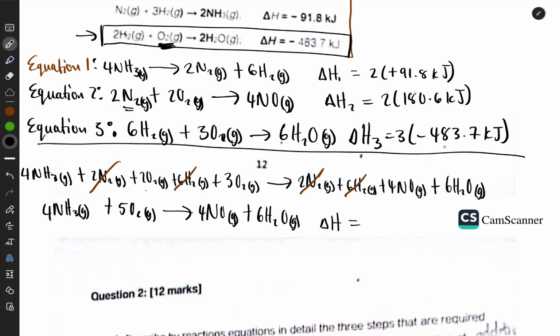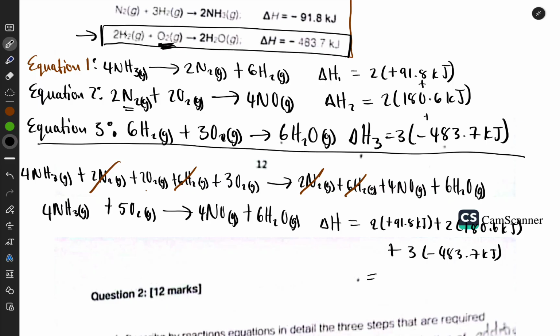So basically now we know, and we have our delta H being equal to, you add all these three, right? We're going to say plus and plus and plus. So it's going to be, we'll say 2 times 91.8. If you want, you can say 2 by positive 91.8 kilojoules plus 2 by 180.6 kilojoules, then plus 3 by negative 483.7 kilojoules.